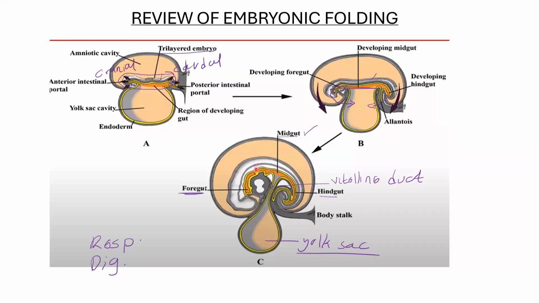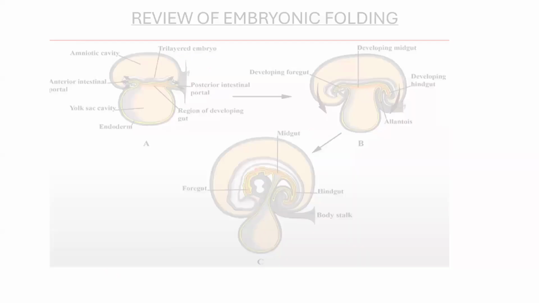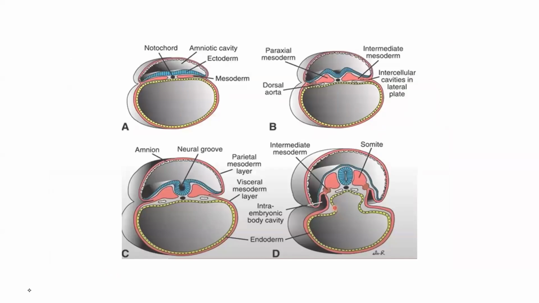But for now, I need you to understand how the foregut is formed, because it is from the foregut that the lower respiratory tree will be derived. So just to put that in another perspective, to show the lateral folding, let me start at A. You can see you have the trilaminar embryo: ectoderm, mesoderm, and the endoderm.